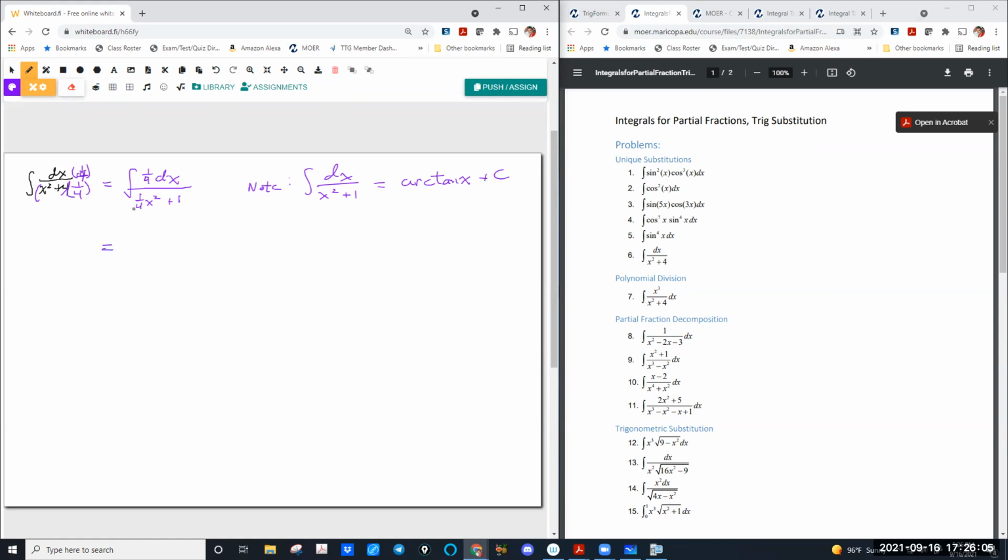Now, we need to manipulate a couple things to get this to look like an arctan, and I'll show you how we do that. I got that 1/4 there. I'm going to pull this 1/4 out front. So 1/4, the integral, leave the dx on top. This 1/4, I'm going to absorb into the square. All right, what do I mean by that? Well, I'm going to rewrite that as x over 2, the quantity squared plus 1.